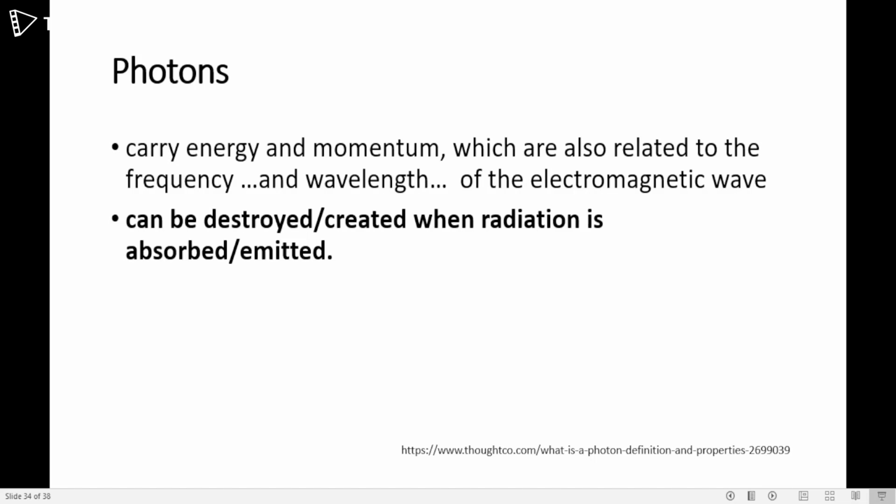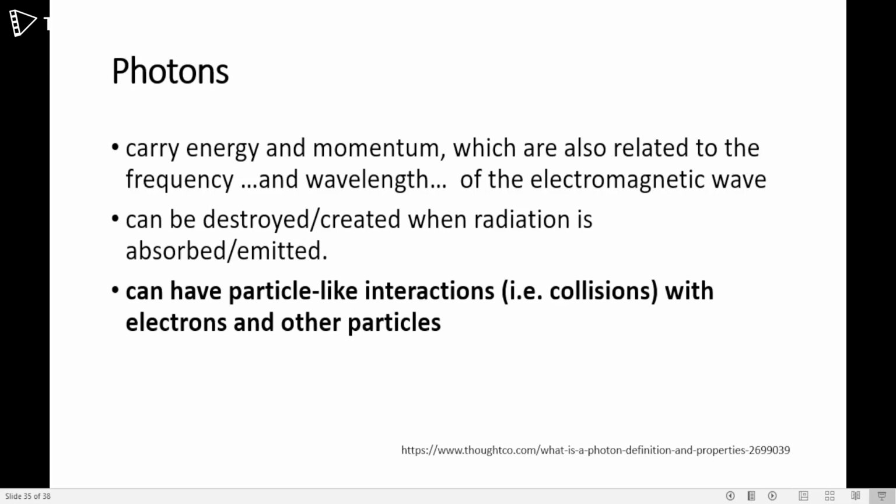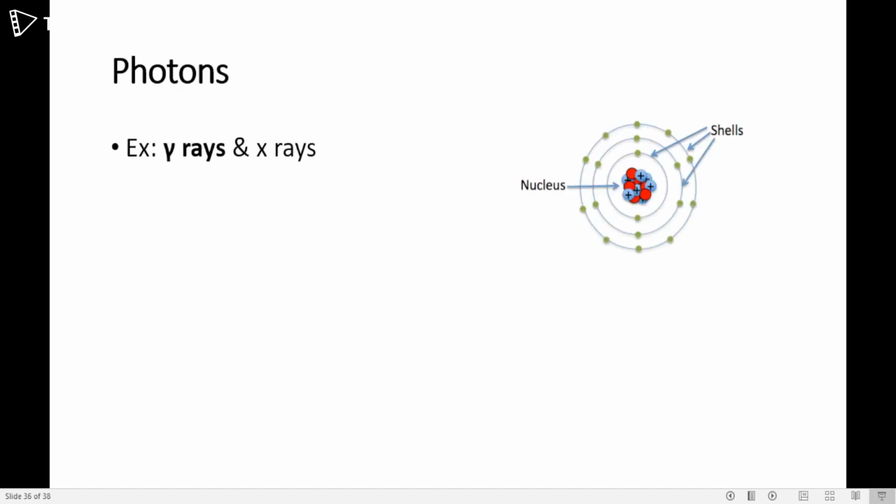They can be destroyed when radiation is absorbed. They can be created when radiation is emitted. They can have particle-like interactions, for example, collisions with electrons and other particles. So for examples, we already mentioned gamma rays. We also have X-rays. Both are photons. Both have the same properties. So what's the difference between them? It is their origin. Gamma rays originate in the nucleus and X-rays in the electron shells.